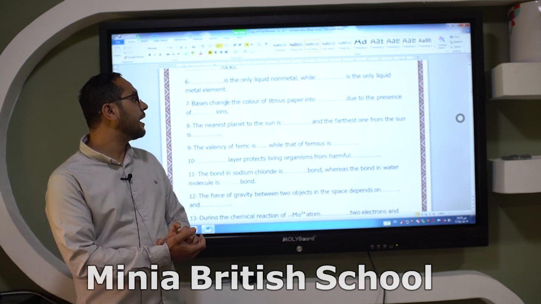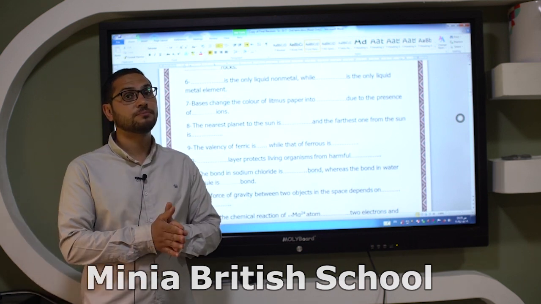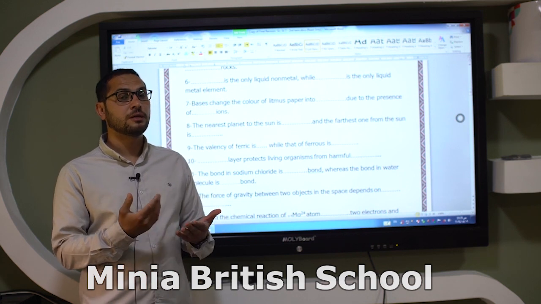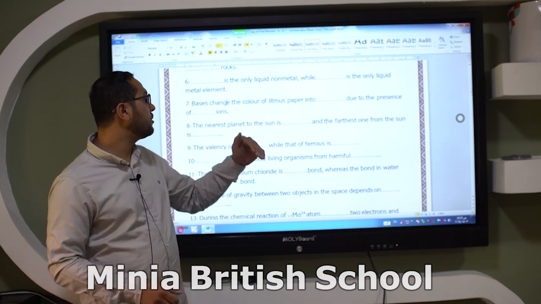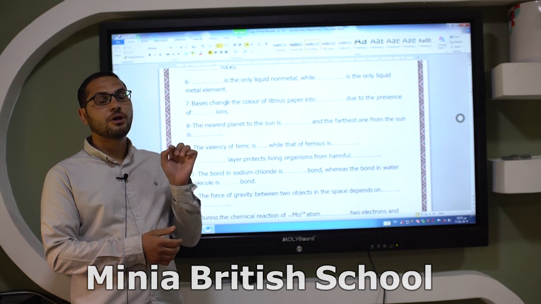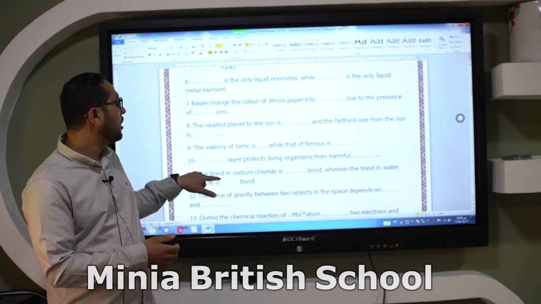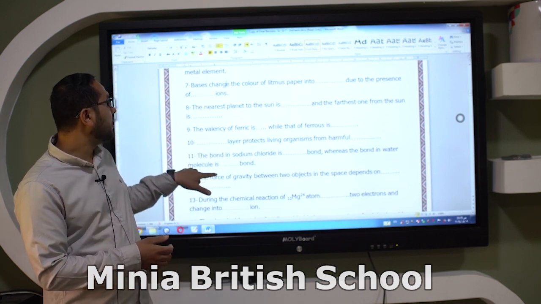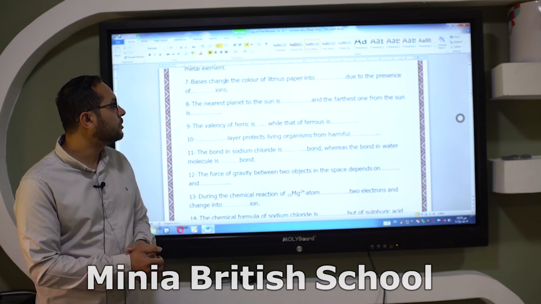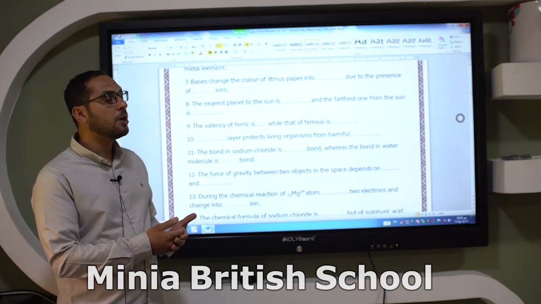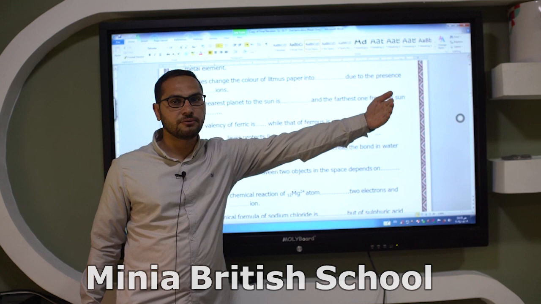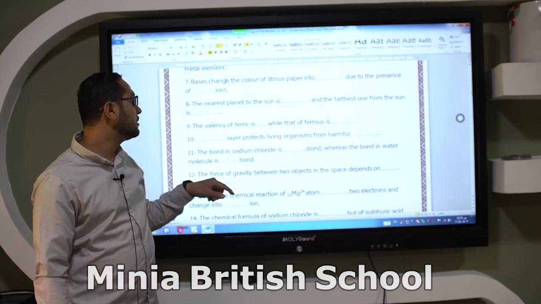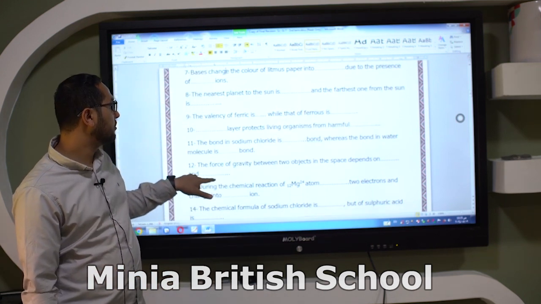Bases change the color of litmus paper into red or blue? Yes, blue. Due to the presence of what? Of OH. Number 8, the nearest planet to the sun is Mercury. What about the farthest planet from the sun? It is Neptune.